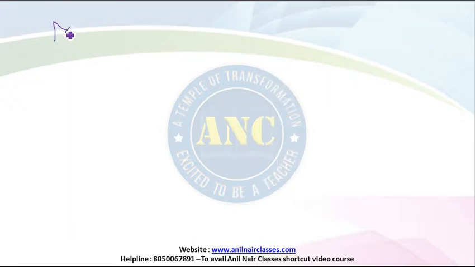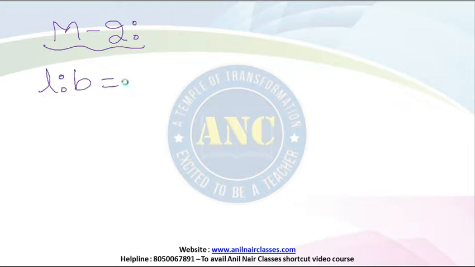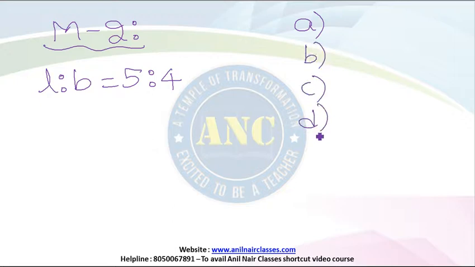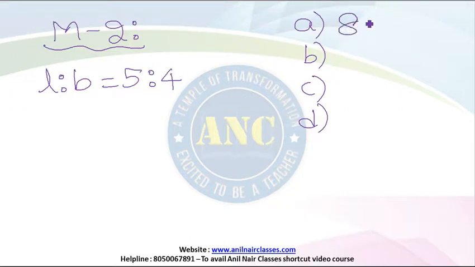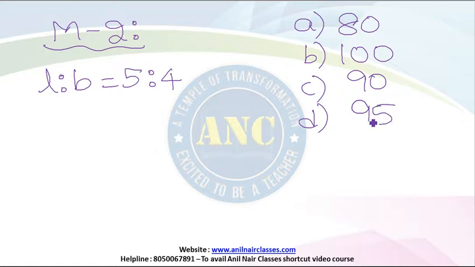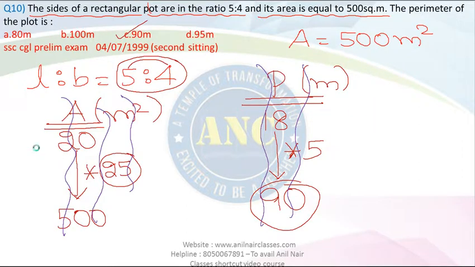Now see here, method 2. It is only because of the answer options that you are able to solve method 2 for this question. Length and breadth are in the ratio 5:4. I don't even have to worry about the area. First of all, what are the answer options which are given, sir? Think logically. The answer options are 80, 100, 90, 95. Now, what is the main question? Find the perimeter of the plot.